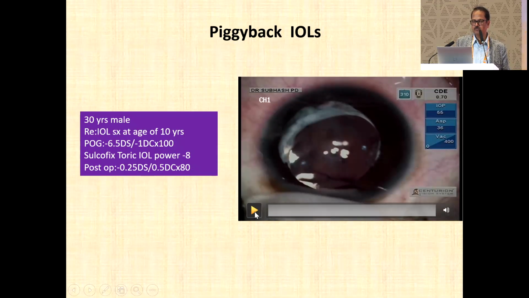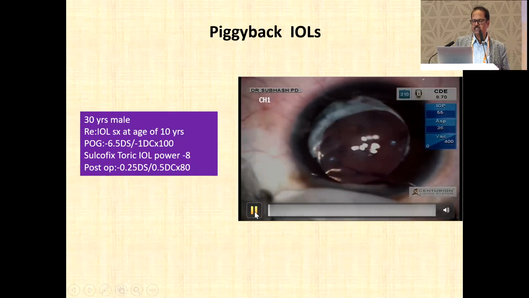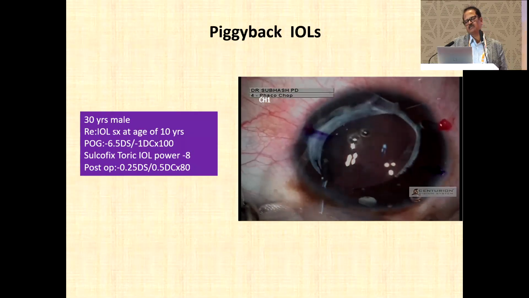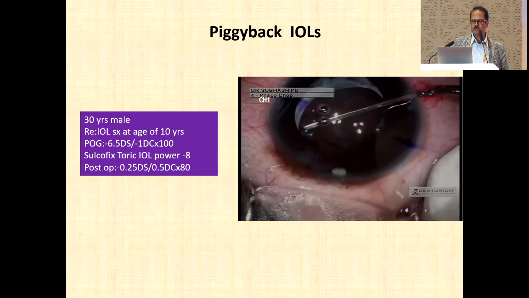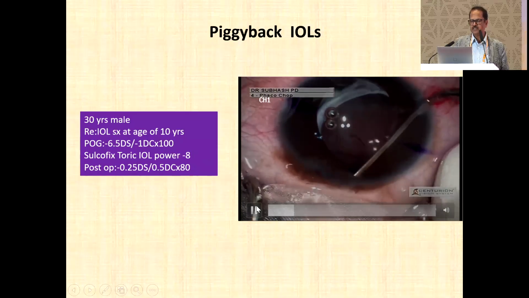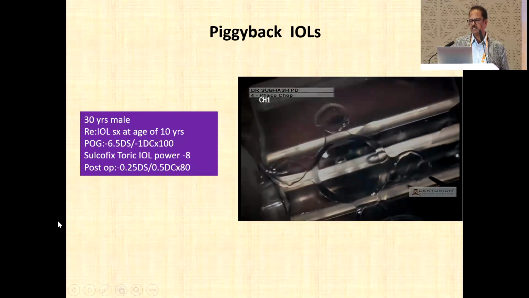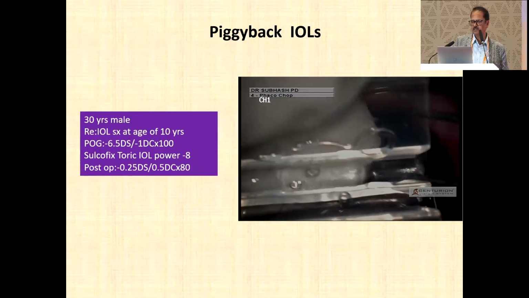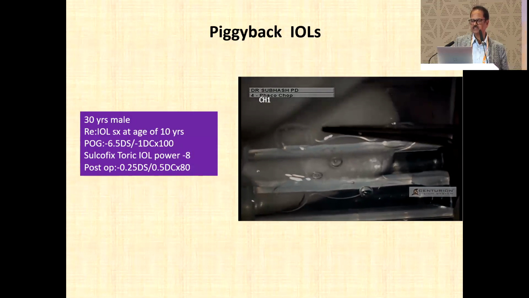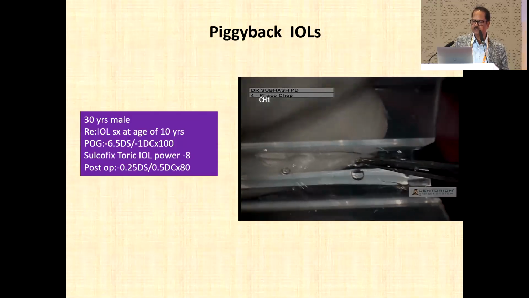This is one small video clip. This was 30 years old. Actually, this was a case of pediatric cataract which was done when the person was 10 years old. Then he came to me with so much refractive error. The same thing can be extrapolated to adult onset cataract surgery with refractive surprise. This is one of the Indian made add-on lenses, by the name of Sulcofix.